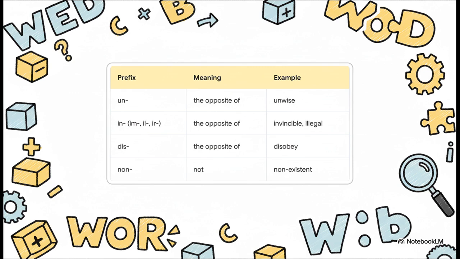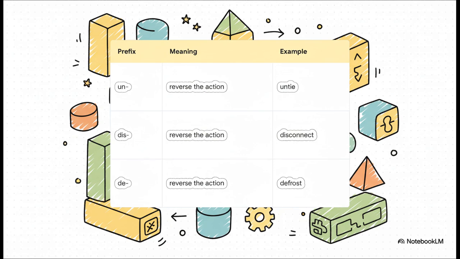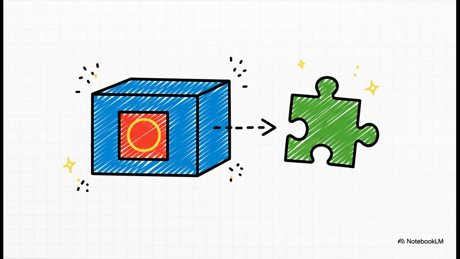Simple as that. And then you've got these guys, the reversative prefixes. Now these are a little different. Their job is to undo an action. So if you tie your shoes, you can untie them. If you connect a cable, you can disconnect it. It's literally the action of reversal. Okay, so that's the front of the word.